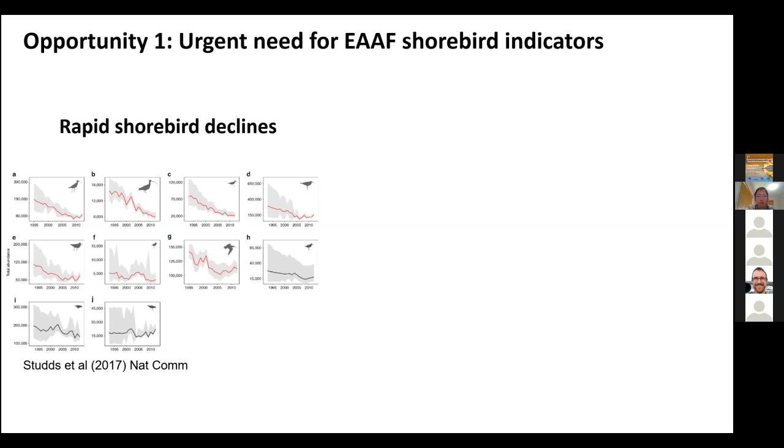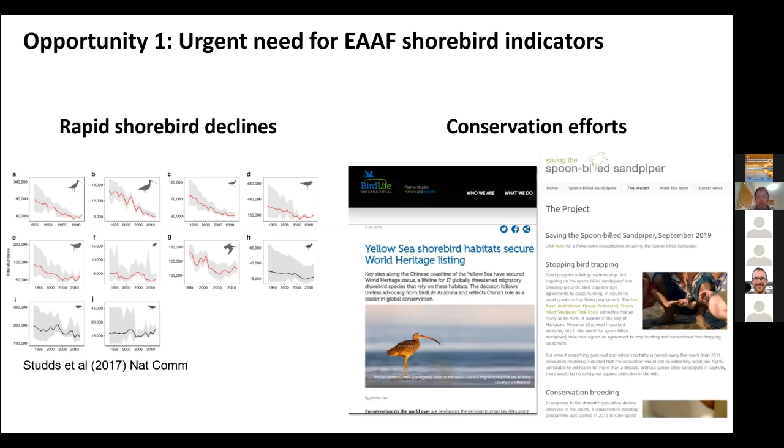As we all know, many of the shorebird species in this flyway have been experiencing severe declines during the past 30 years. And we obviously need to keep monitoring the status and the trends of shorebird populations. At the same time, the past decade has seen the emergence of some serious and successful conservation efforts, including the Yellow Sea being listed as a World Heritage Site, or conservation breeding of spoonbill sandpipers. These are obviously very promising movements, and we now need to start monitoring the effectiveness of these conservation measures at species population level.